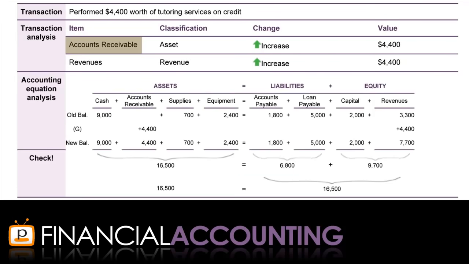In this case, accounts receivable will be affected because the client is expected to pay the business some money in the future. And revenues are affected because we've earned revenues by providing the service. Accounts receivable is classified as an asset and increases in this transaction by the $4,400 to be received in the future. Revenues are classified as, you guessed it, revenues, and also increase in this transaction by the same amount because that is the amount earned by providing the service.